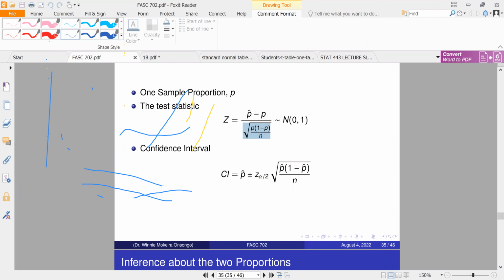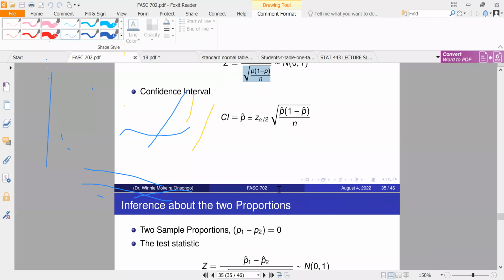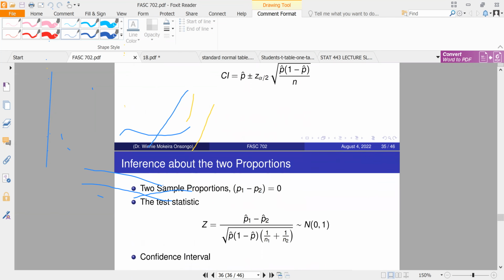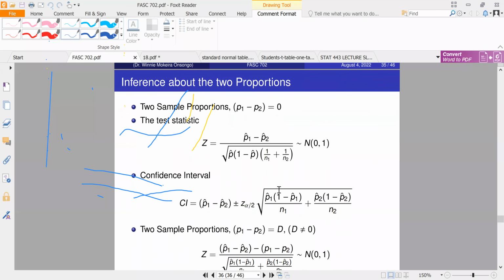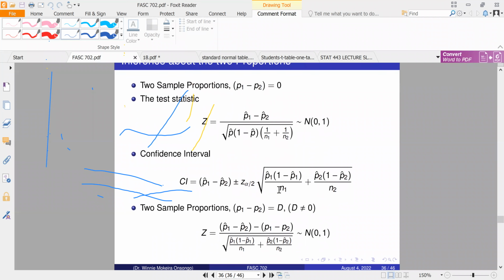Now, if you introduce two populations, then you are going to have two proportions, P1 and P2. And you also check for the difference between the two proportions, P1 and P2. So what we have here is the difference between two proportions. And again, here we are assuming that a form of independence is there. That means there are no interactions.